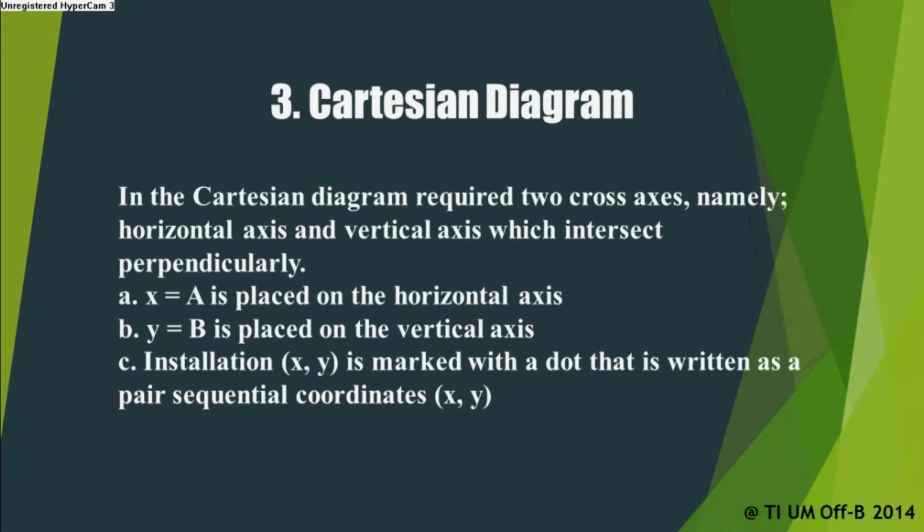Number 3, Cartesian diagram. In the Cartesian diagram, we use the cross axes, namely the horizontal axis and the vertical axis, which intersect perpendicularly. A. X in A is placed on the horizontal axis. B. Y in B is placed on the vertical axis. C. Each pair (x, y) is marked with a dot, written as a sequential coordinate pair (x, y).